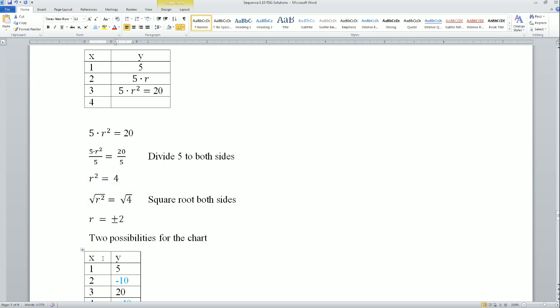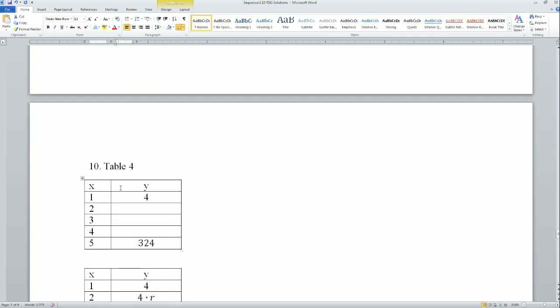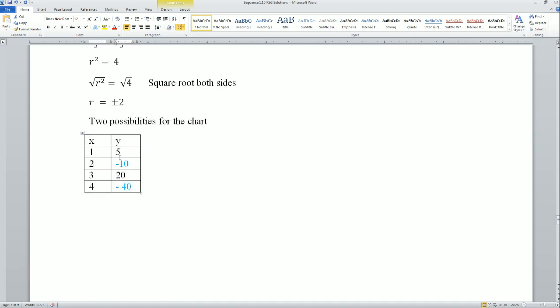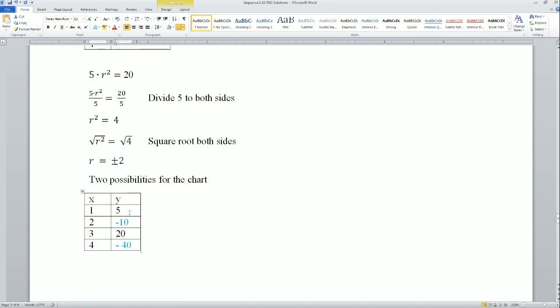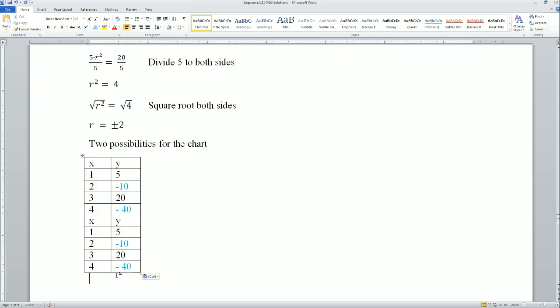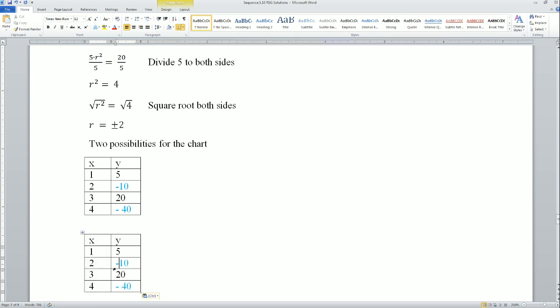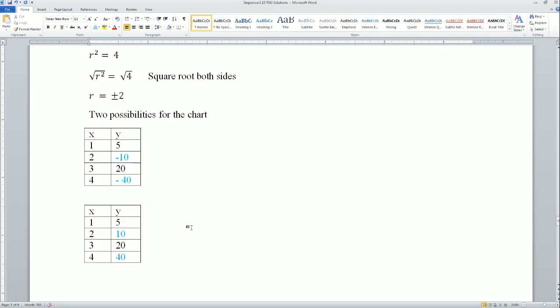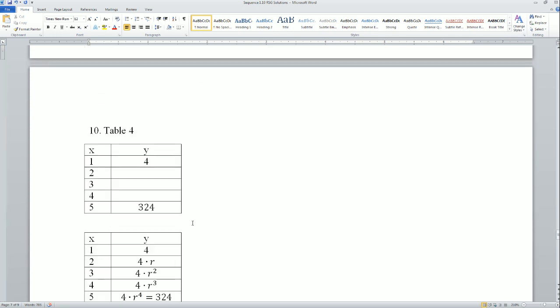Again, there are two possible choices. You could have 5, negative 10, becomes 20, and then negative 40. Or you could have seen it like this: 5, 10, 20, then 40. Because there's that gap here, there are two possible answers: positive and negative 2. Okay, good. All right, next, 10.